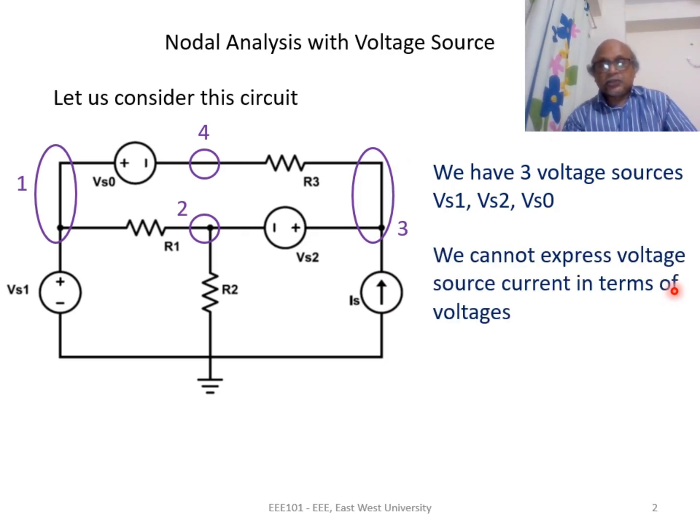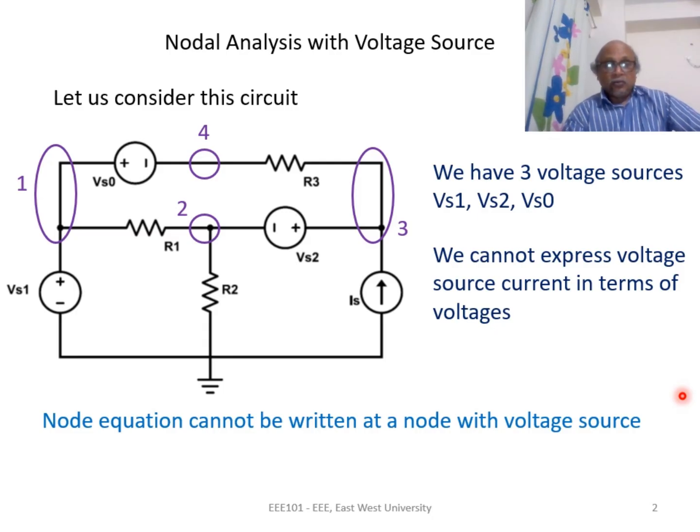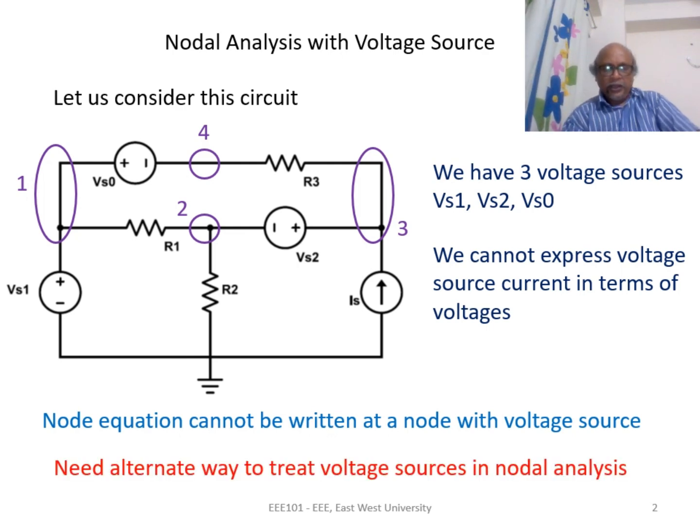We cannot express voltage source current in terms of voltages because Ohm's law cannot be applied to voltage sources, and there is no other way to express the current in terms of voltages. So if we want to write node equation at a node where a voltage source is, we do not know how to express the current in terms of node voltage. As a result, node equation cannot be written at a node with voltage source connected. We need to find out an alternate way to treat voltage source in nodal analysis.